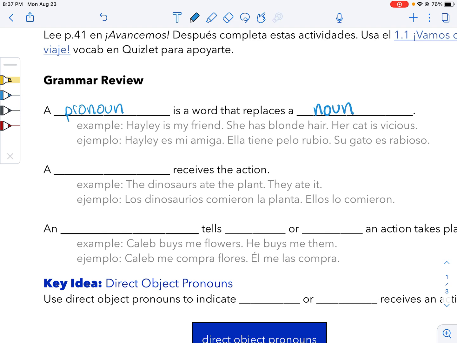For example, I could talk about my friend Haley, and I could say, Haley is my friend. Haley has blonde hair. Haley's cat is vicious. And that's a lot of Haley, and we love Haley, but we don't need to keep repeating it. So our pronouns she and her, they both refer to Haley. So that's great. In Spanish, it would be very similar. Haley es mi amiga. Ella tiene pelo rubio. Su gato es rabioso.